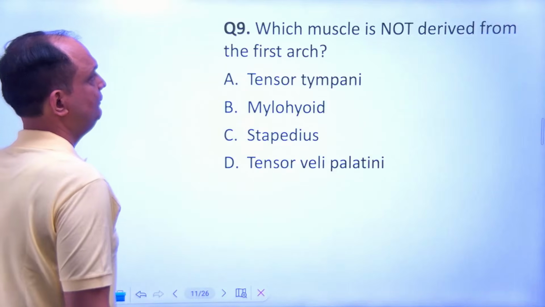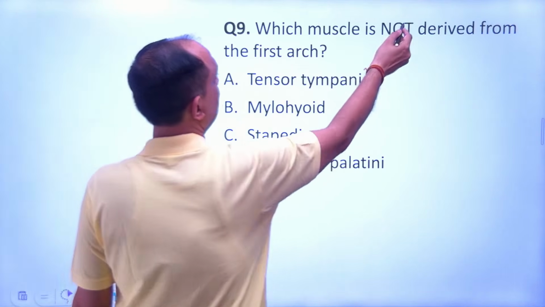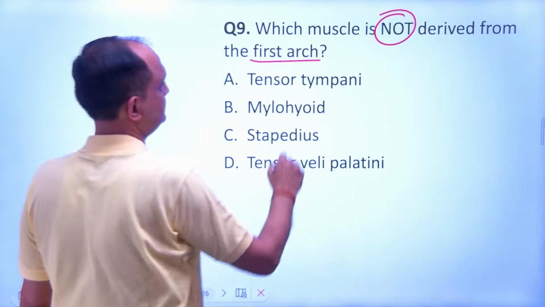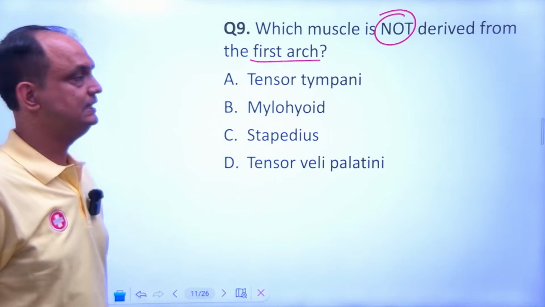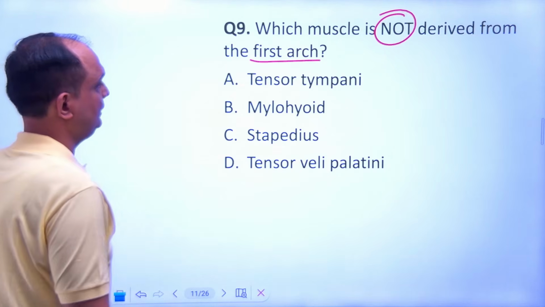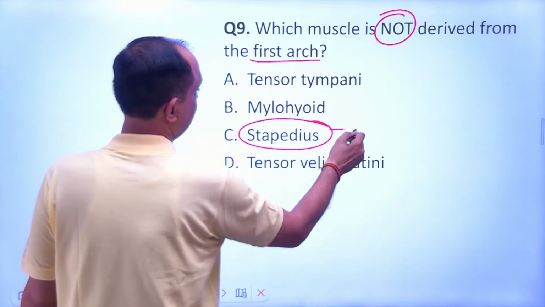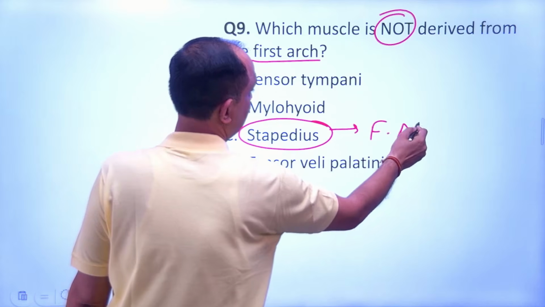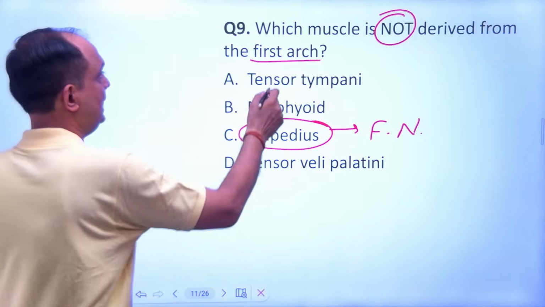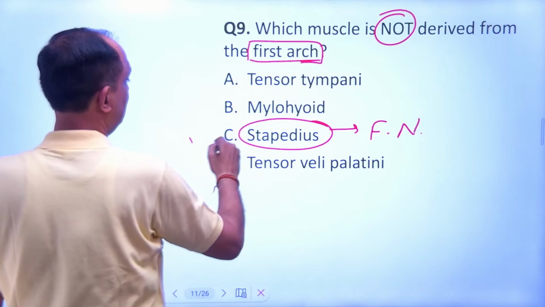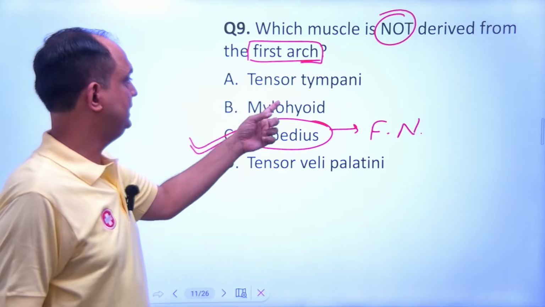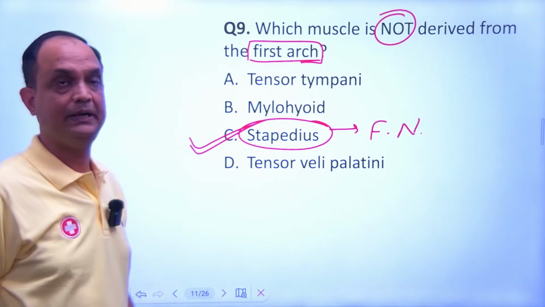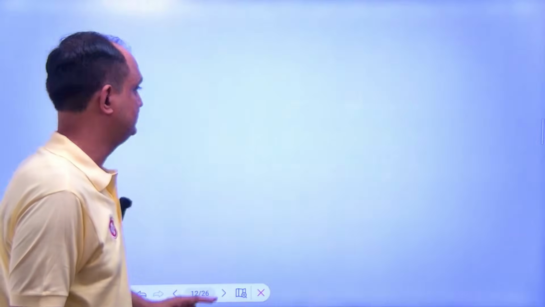Next question, which muscle is not derived from first arch? So what are the options? Tensor tympani, mylohyoid, stapedius, tensor veli palatini. Now here you have to keep this thing in mind. Stapedius is supplied by the facial nerve. Facial nerve is a nerve of the second arch, and we are dealing with the first arch. So answer C, it is not derived from the first arch. The remaining three are supplied by the branches of mandibular nerve derived from the first arch.